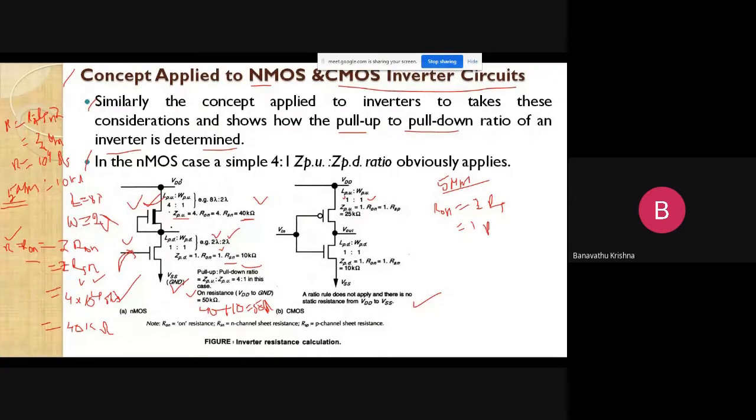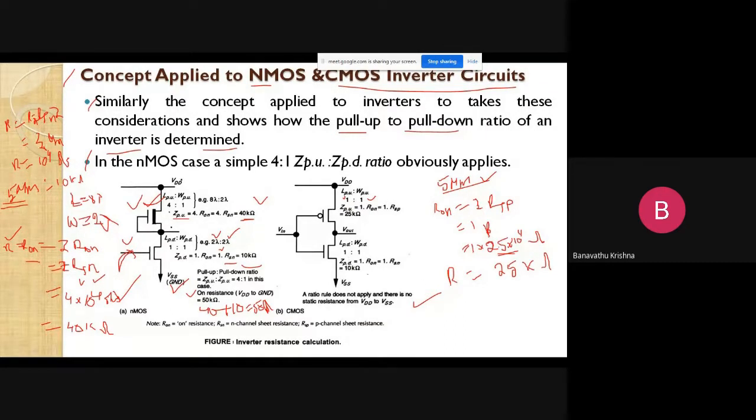So 1 into RS. Here R equals 1 into 2.5 into 10 to the power of 4 ohms. This value is taken from the table for 5 micrometer technology, for RSP, the P channel transistor. So finally, 2.5 into 10 to the power of 4 is 25 kilo ohms. This is the final simplified value.